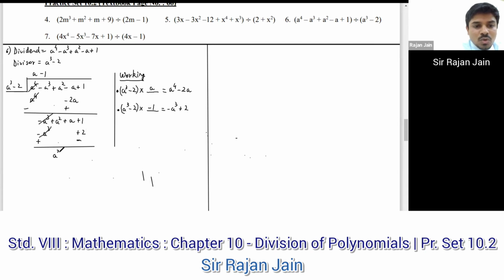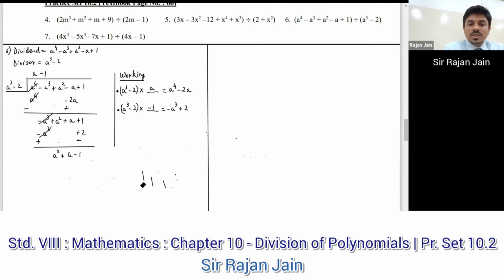Now a square you copy down as it is, plus a copy down as it is, +1 minus 2. +1 minus 2. Numbers are of opposite sign. So you'll subtract them. 2 and 1 ka subtraction is 1. Greater number 2, and 2 ka sign is negative. So my answer will be -1.